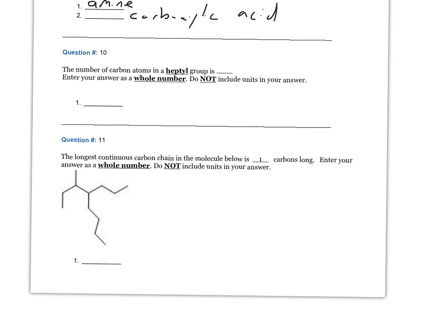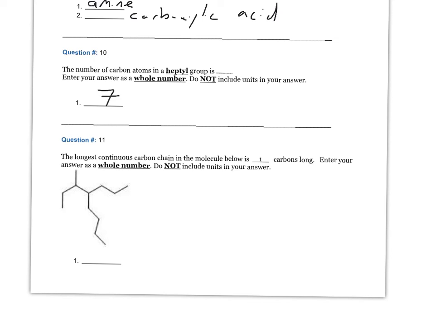Question number 10. The number of carbon atoms in a heptyl group is blank. Enter your answer as a whole number. Do not include units in your answer. You have to memorize the names for carbon chains or carbon groups from 1 through 10. Heptyl corresponds with the number 7.